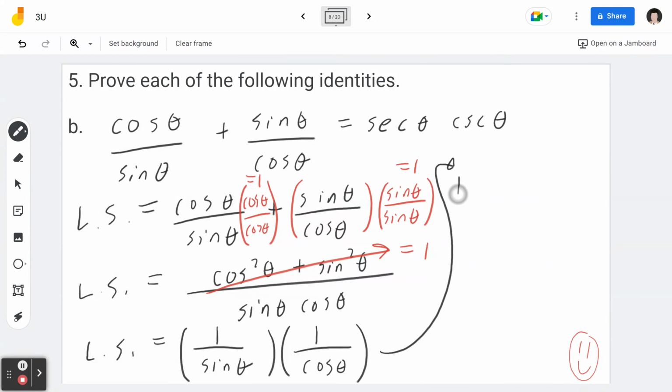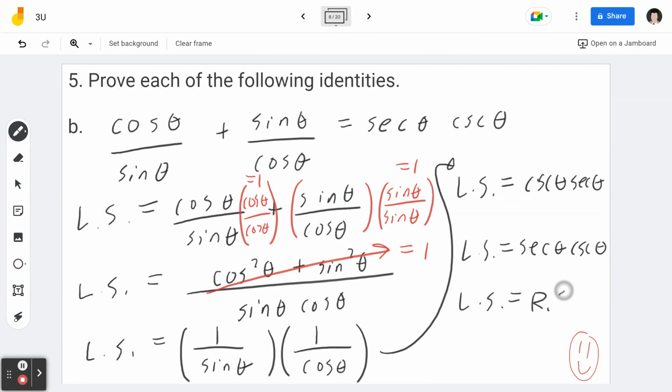And now look what happens. The left-hand side equals 1 divided by sine theta, which is cosecant theta. If I look at 1 divided by cosine theta, that's going to be secant theta. And of course, if you really want to rewrite this, you could. You don't really have to. When you're multiplying, there's a commutative law. Order doesn't matter. But if you want, you can write down secant theta times cosecant theta, which is precisely the same as the right-hand side. And that's how you prove example 5b. I hope this makes sense.